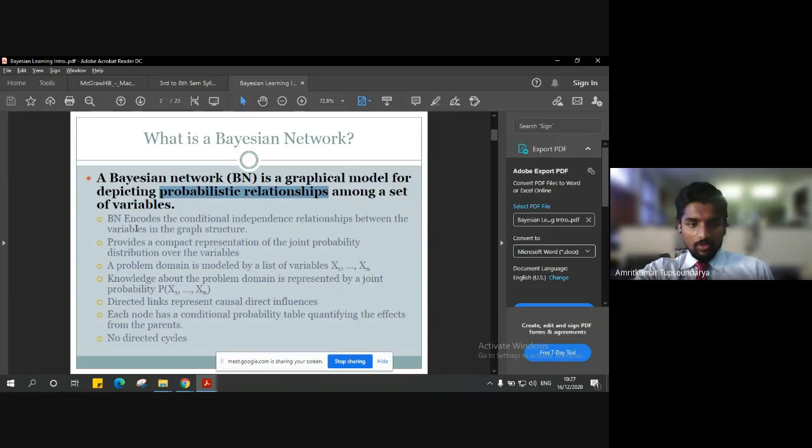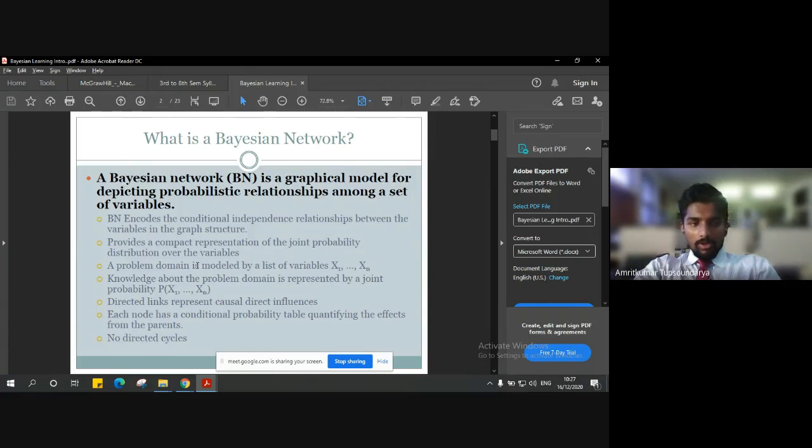But just to give you an overview, the Bayesian network encodes the conditional independence relationship, right? What are these conditional independence relationships? We will take an appropriate example when we encounter this further in the module, right? But this conditional independence, as the name suggests, is between the variables inside this graphical model, right? Or this graphical structure.